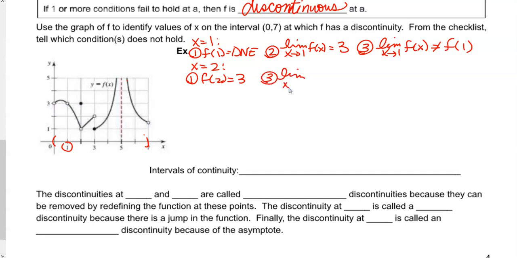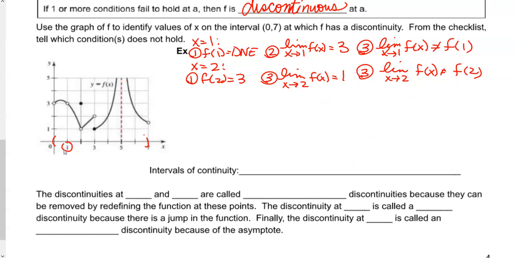Mentally looking as I approach 2 of that f of x, what that limit is equal to. From the left, I'm coming down to 1. From the right, I'm coming down to 1, honing around that open circle from both sides. Therefore, my limit equals 1. So each one of those exists this time, but the reason that we are discontinuous as we approach 2 is because this limit does not equal f of 2. 3 does not equal 1. Therefore, we are not continuous at x equaling 2.